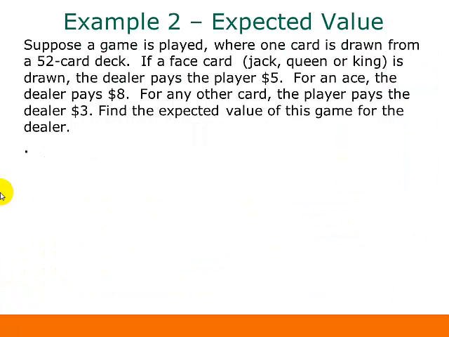Here's another example of expected values. Suppose we're playing a game where one card is drawn from a 52-card deck. If a face card, a jack, queen, or king, is drawn, the dealer pays the player $5. For an ace, the dealer pays $8, and for any other card, the player pays the dealer $3. Find the expected value of this game for the dealer.